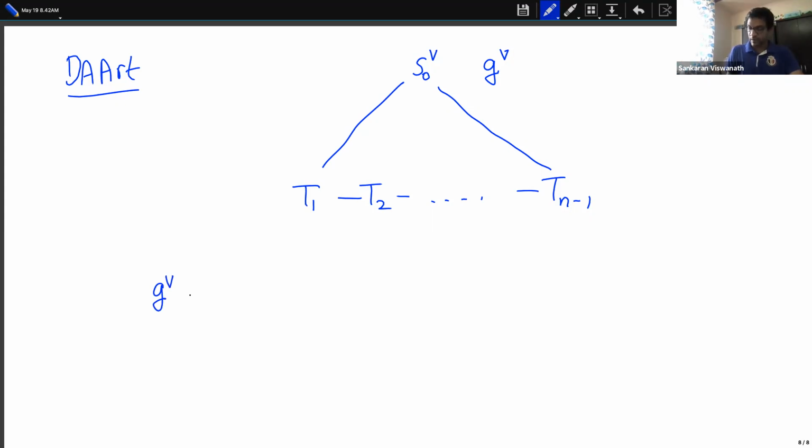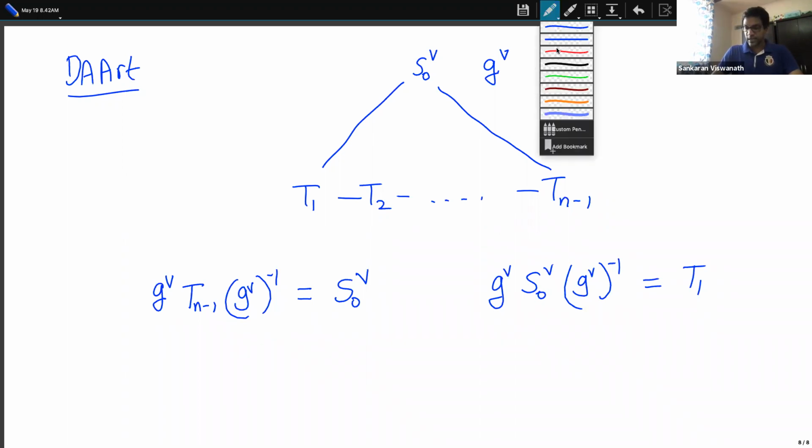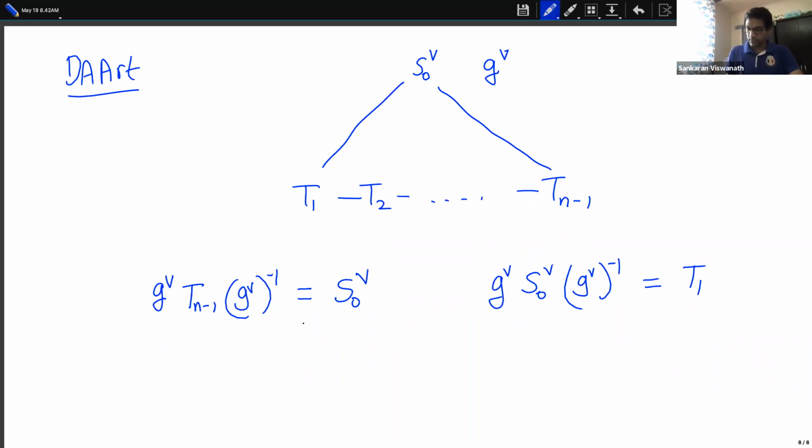So G check, for example, would conjugate Tn minus 1 to S0 check, and it would conjugate S0 check to T1, and the others likewise. But the reason I'm pointing this out is S0 check itself, therefore, is sort of a redundant generator in some sense. So in this point of view, we can just say this equation here defines S0 check, if you wish.